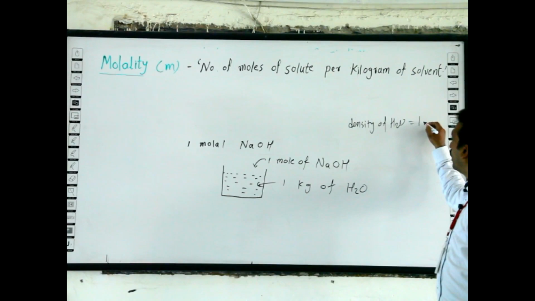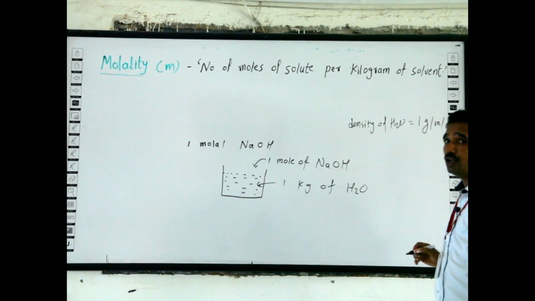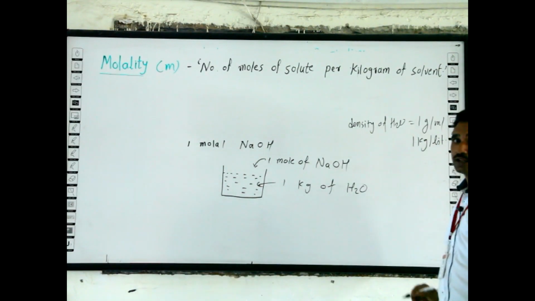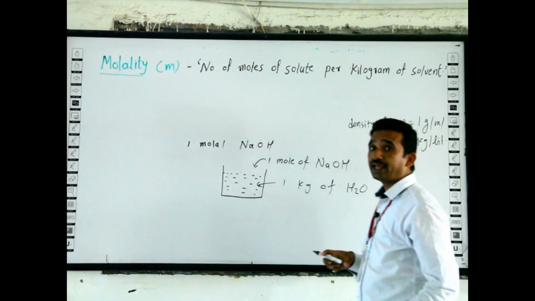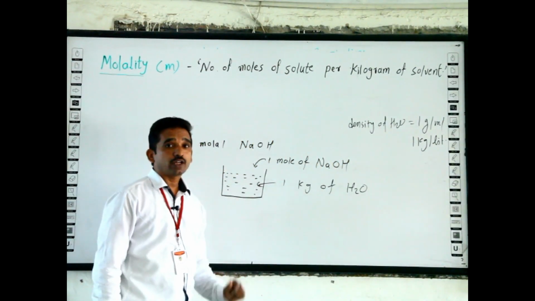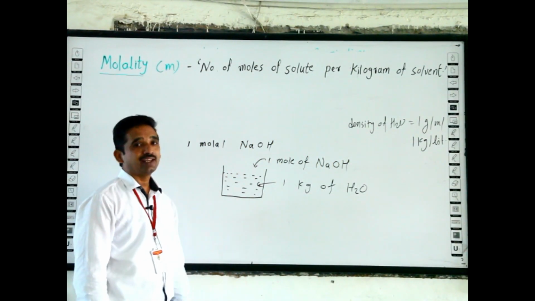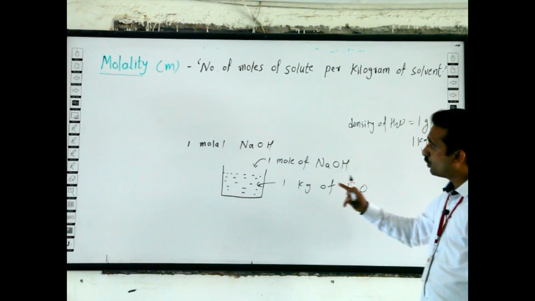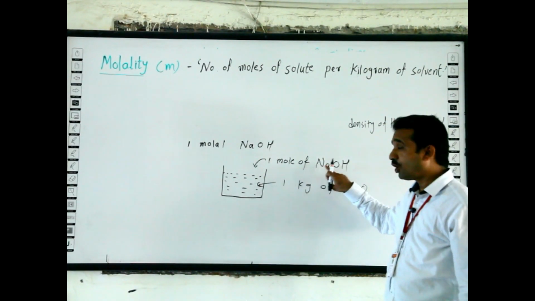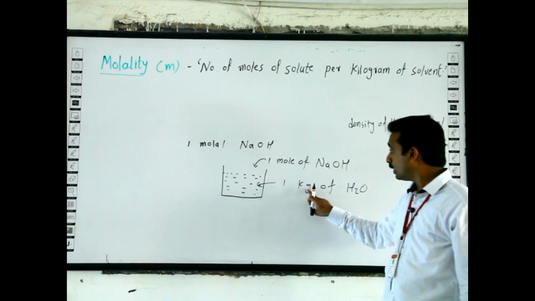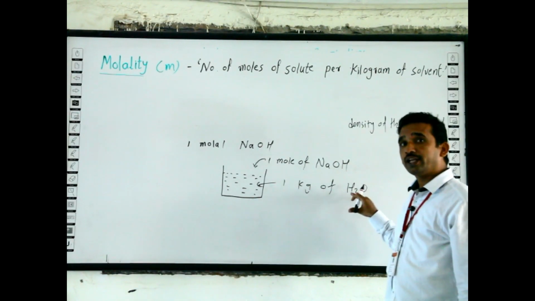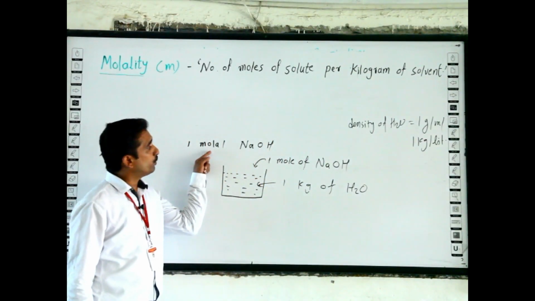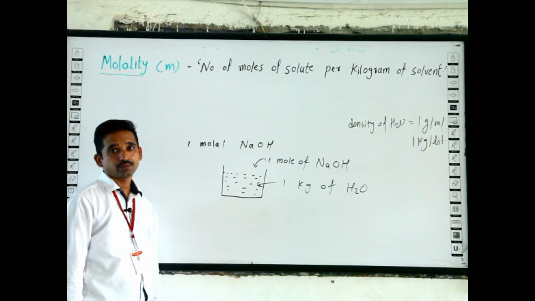temperature is 1 gram per ml or 1 kilogram per liter. Therefore, we will take here either kilogram or liter. There is no major difference. So when we add 1 mole of NaOH in 1 kilogram of H2O or any other solvent, there is a formation of 1 molal NaOH.